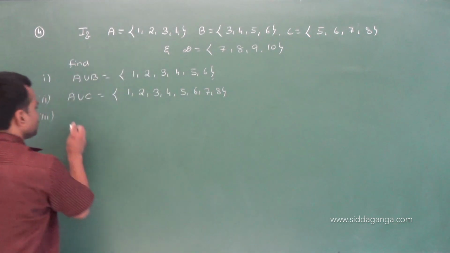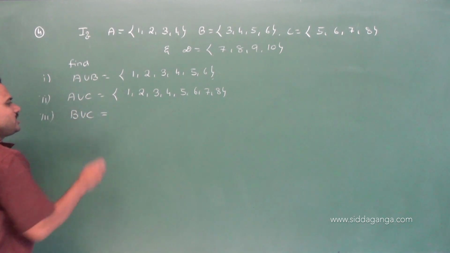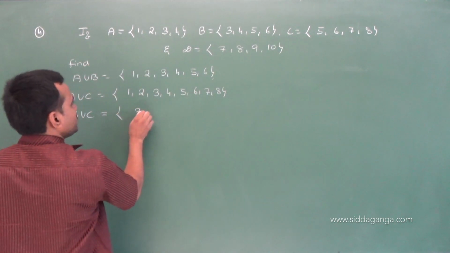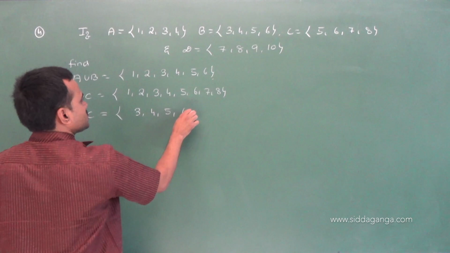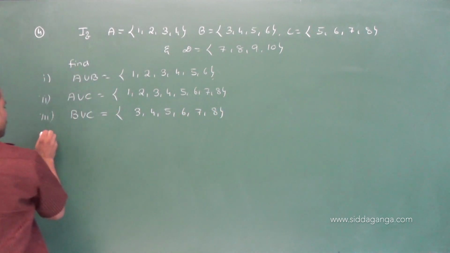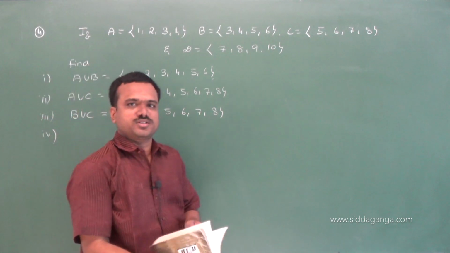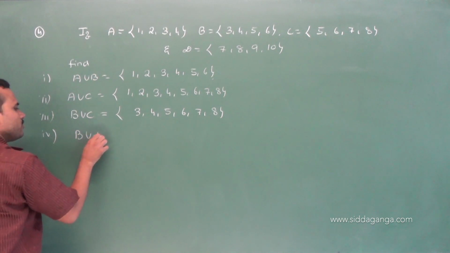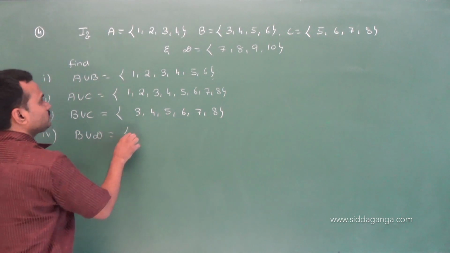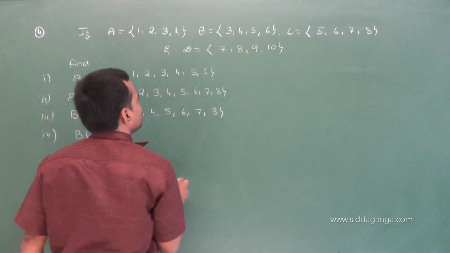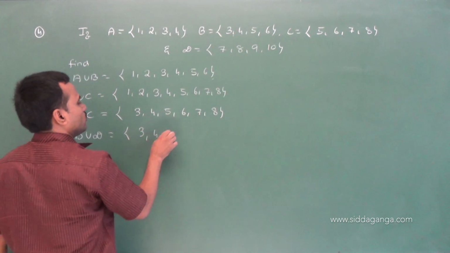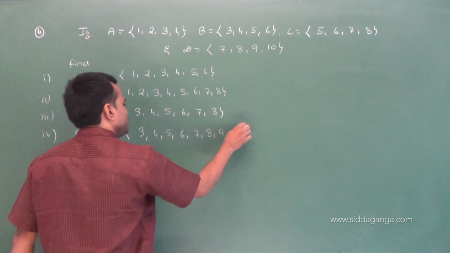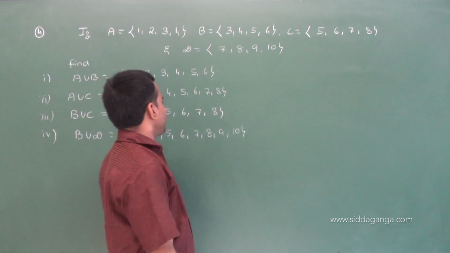Third one, B union C. So B union C, these two sets. Write it: {3, 4, 5, 6, 7, 8}. Fourth one, B union D. These two: {3, 4, 5, 6, 7, 8, 9, 10}. Correct?